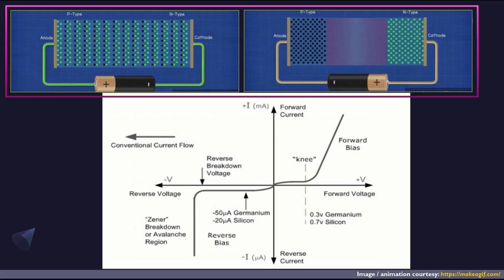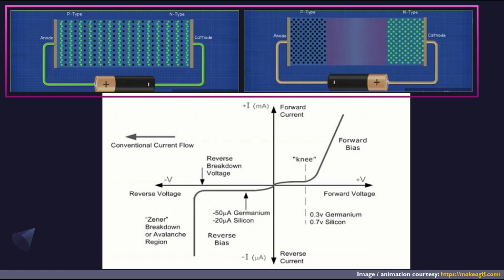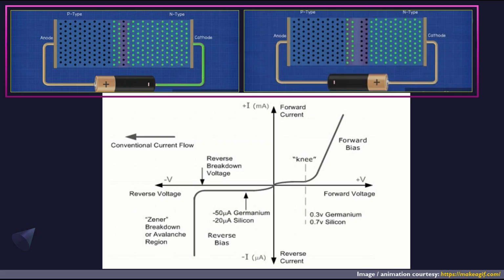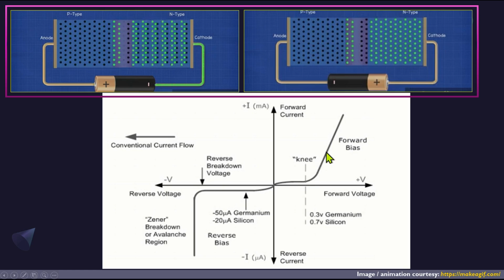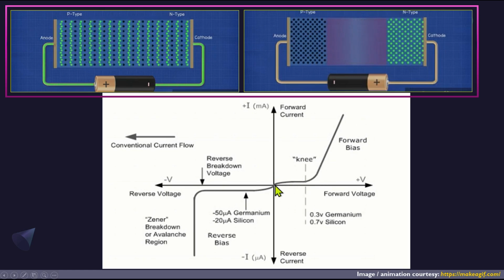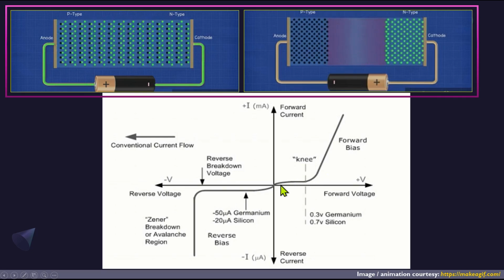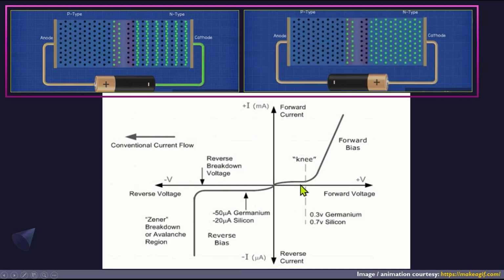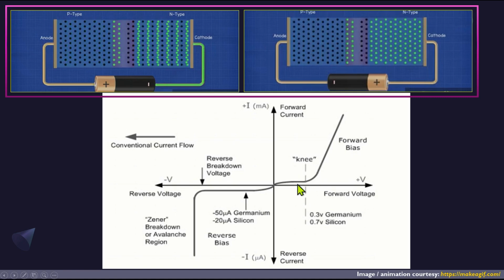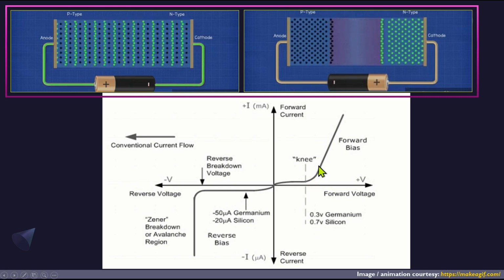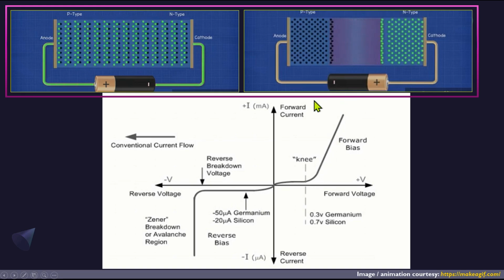So that voltage which is required to overcome this depletion layer is called the threshold voltage or the knee voltage. As you can see in this diagram, initially whenever we are below that knee voltage, there is no movement or very little movement of current. But as we overcome this knee voltage, gradually the current will increase and it will take a linear form, like in the case of Ohm's law.